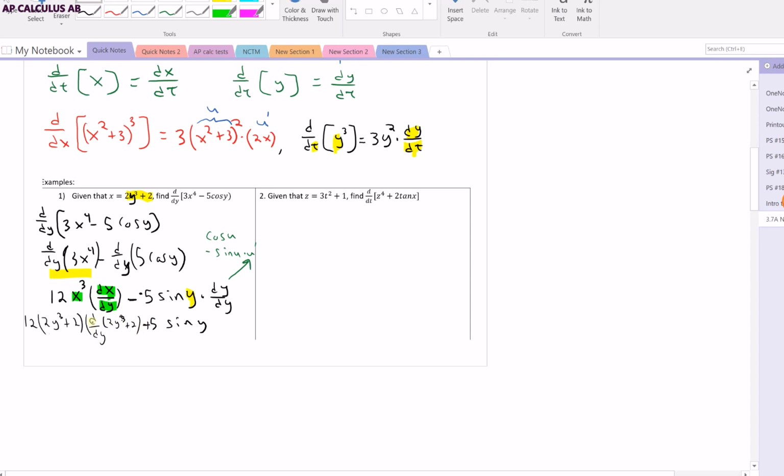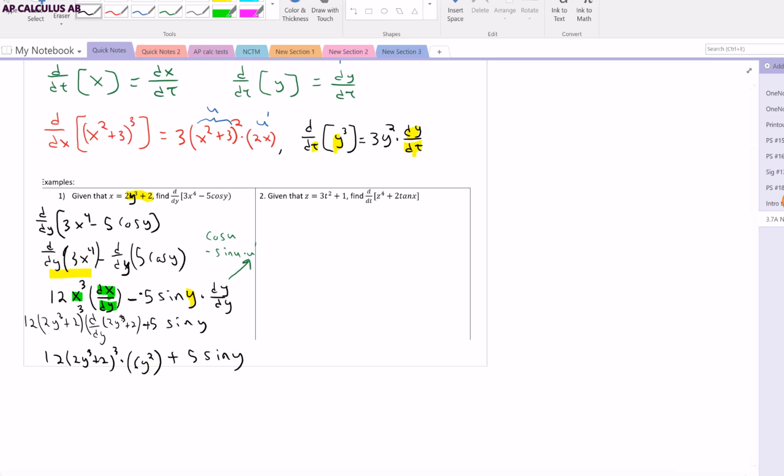Right? And so now I'm taking d dy on this outside piece, d dy of 2x cubed, 2y cubed plus 2, and that's going to give us 12, sorry, this should be 3 up there, right? 12 times 2y cubed plus 2 cubed times the derivative of 2y cubed plus 2, which is 6y squared. And then this sine y thing keeps following us. Oh, and there should be a dy after the 6y squared, but we don't need to take that, right?